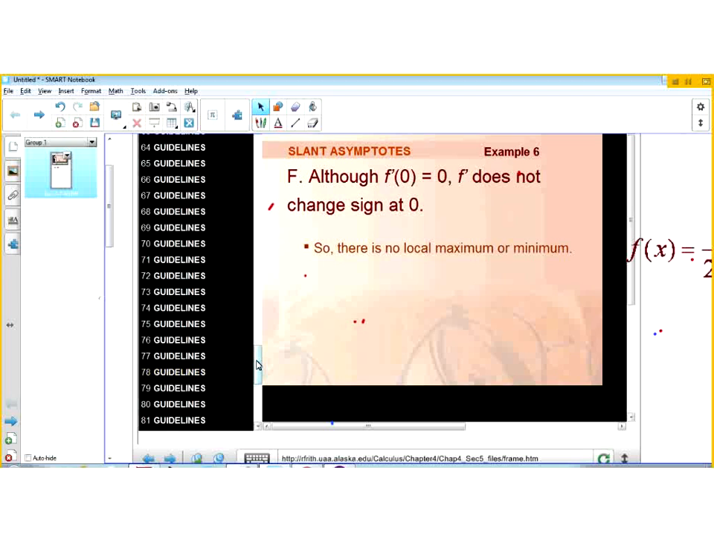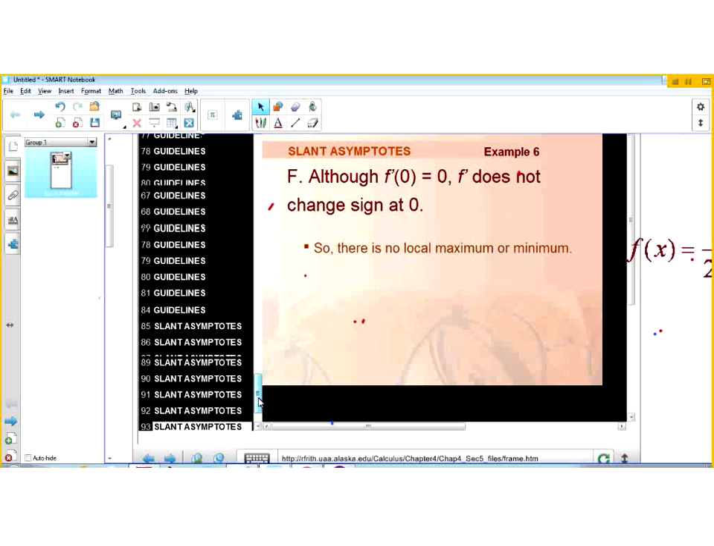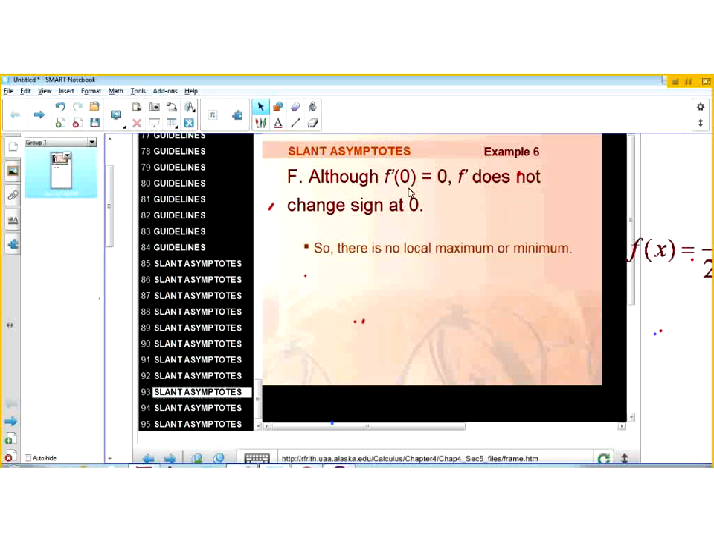Okay? No changes in sign. Note carefully this point: no changes in sign. Okay? You need to have a change in sign for a transition point for a local min or local max.